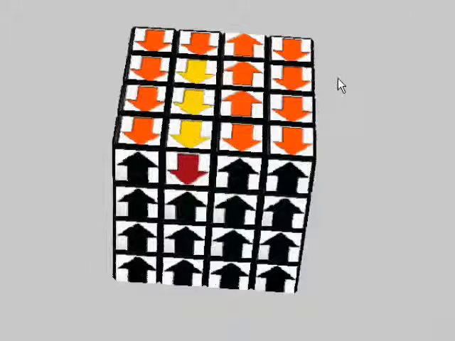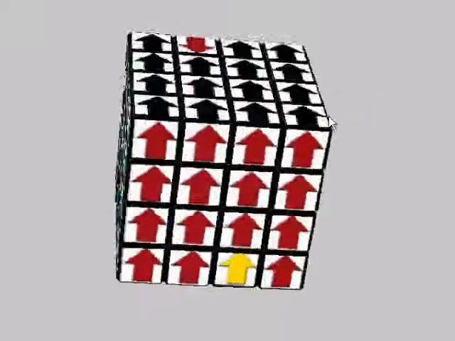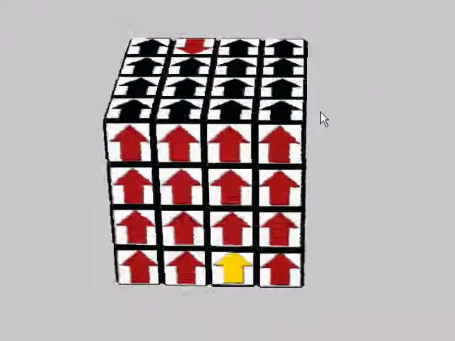And wow, look at what we have here. We have a 1x3 block here, a 1x3 block here, and one right there. So they're all in M, and that's exactly what we need in order to make a parity algorithm.